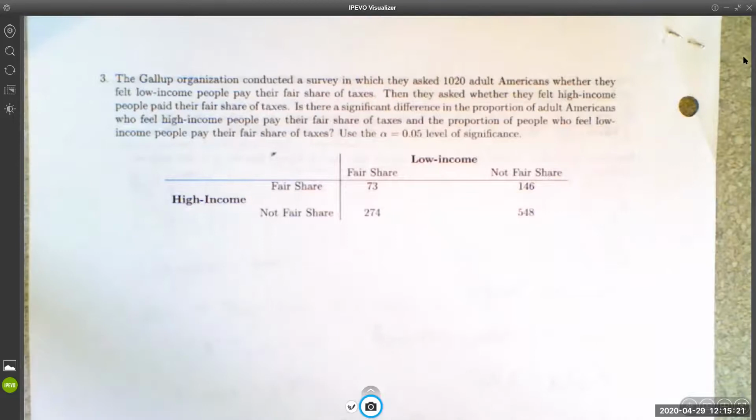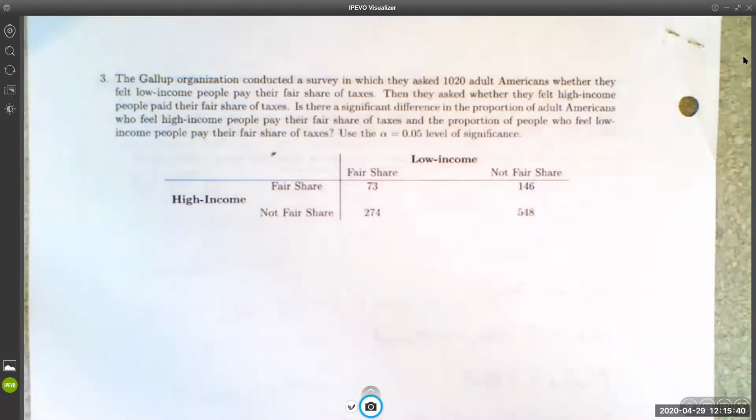Okay. Well, this one's a little more clear, right? It says in several places that we're looking at proportions, right? So go ahead and pause the video, see if you can set this one up. Okay, here's my solution.